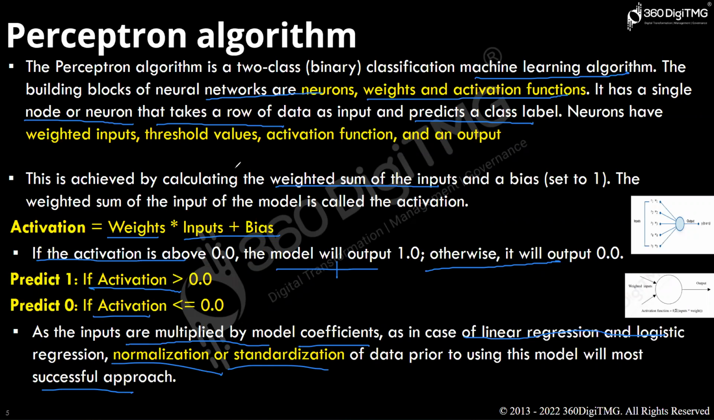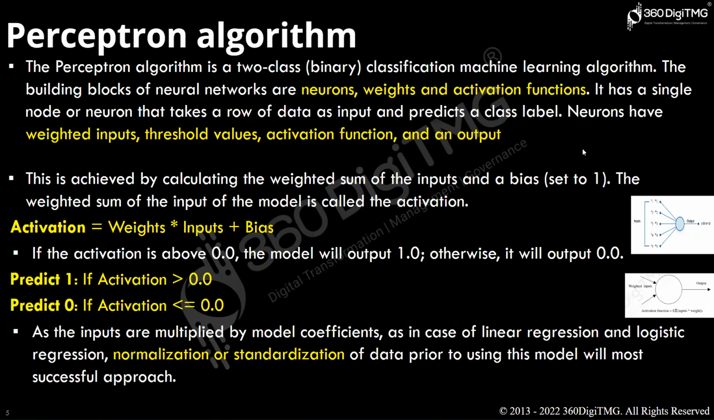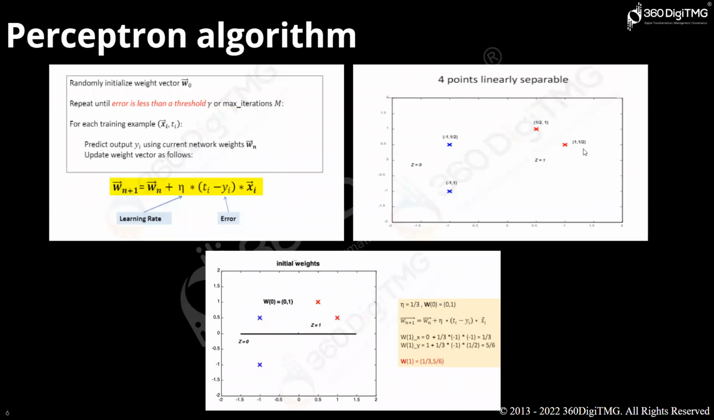This activation function, guys, we are basically going to see what this perceptron algorithm does and what the importance of the activation function is. So moving on, we are going to see what this perceptron algorithm does. The perceptron algorithm initializes with the vector W0. Repeat until the error is less than a threshold value, for each iteration.